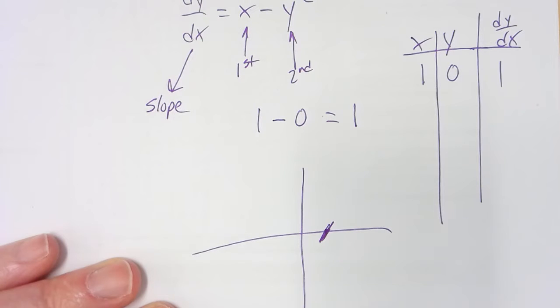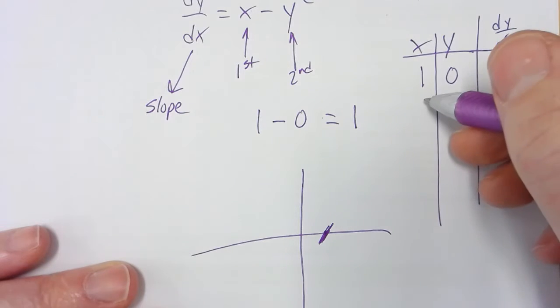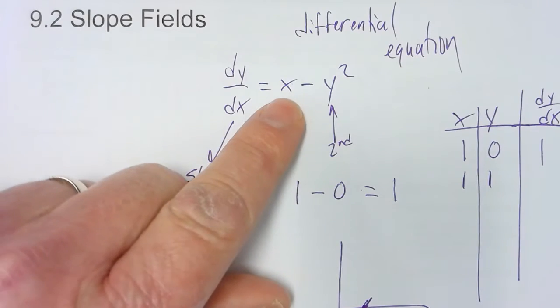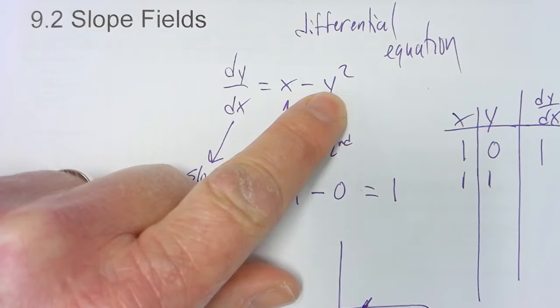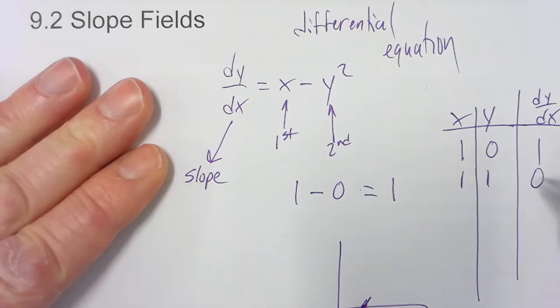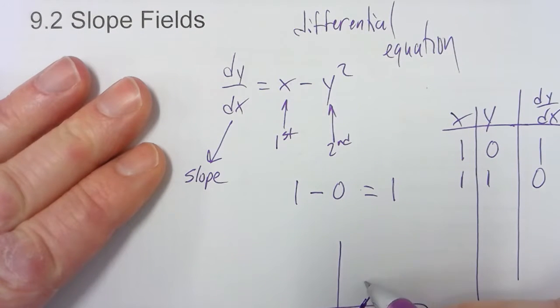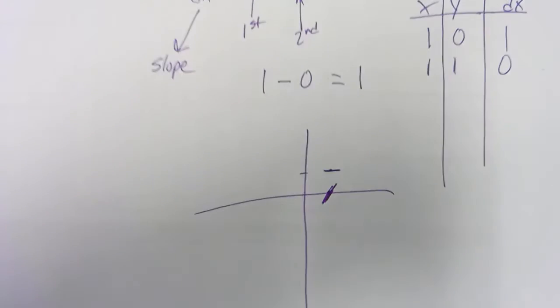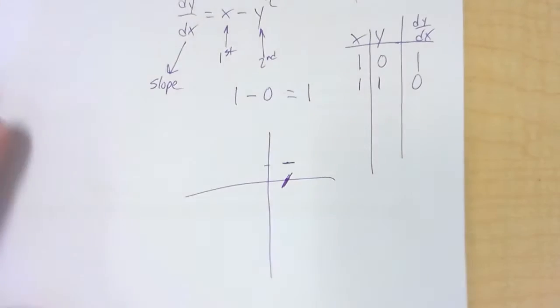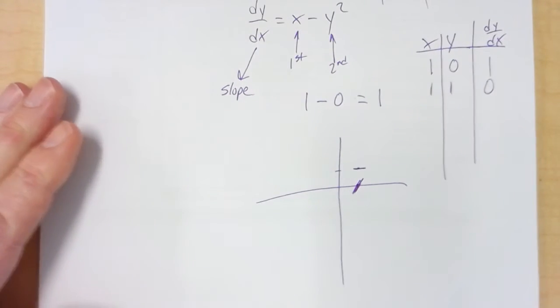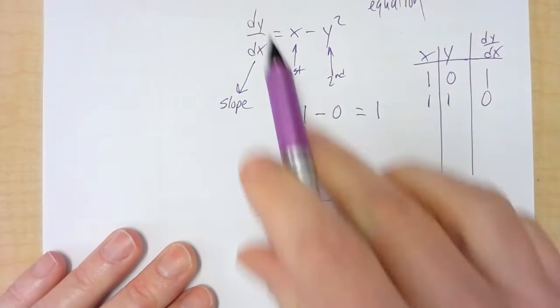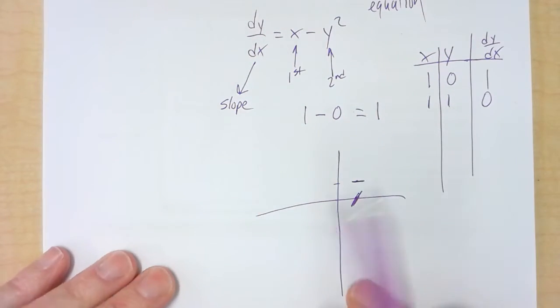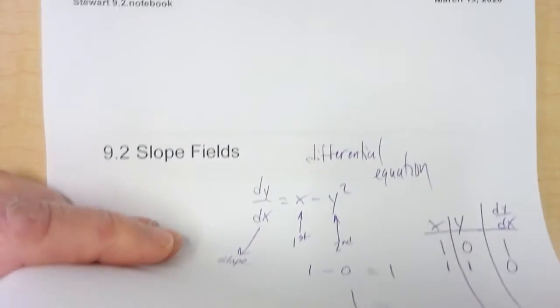All right. The next point that I'm going to put in is 1, 1. So if you put in 1 here and 1 there, well, that'd be 1 minus 1. 1 squared is 1, so 1 minus 1 is 0. So if you go to the point 1 over 1 up, that point right there, then the slope is 0. Let me make this a little bit bigger so I don't get off there. Now you can see the equation, the table, and the picture all in one shot.